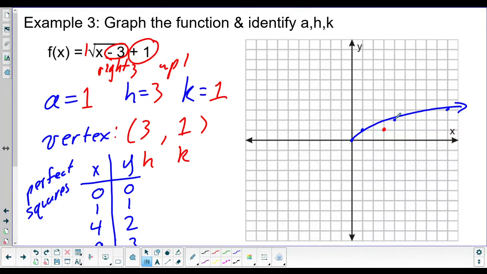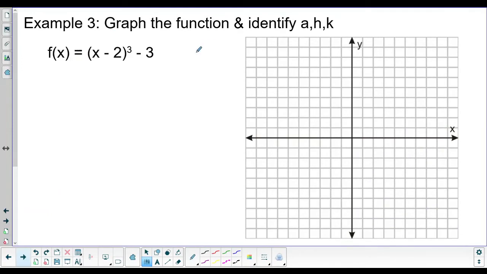Right 3, up 1. Right 3, up 1. And then this one's not going to land anywhere nice. Right 3, up 1, about. So there's our new function. Not too bad. So graph the parent function, then you can transform it because we know these transformations, and you can just count right and up.